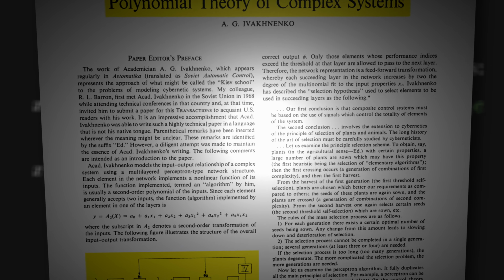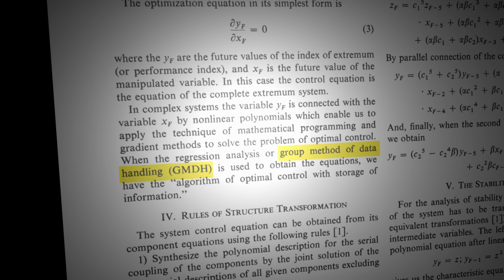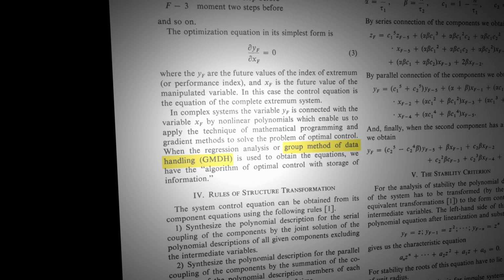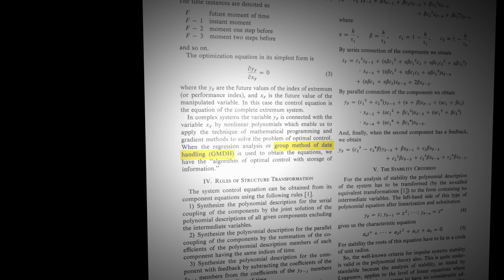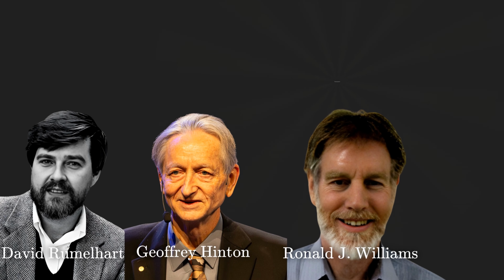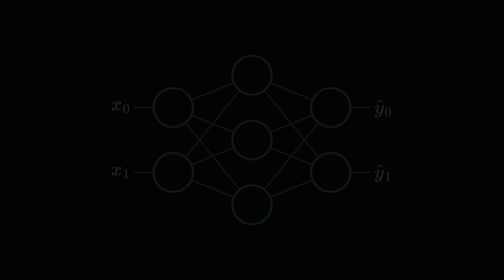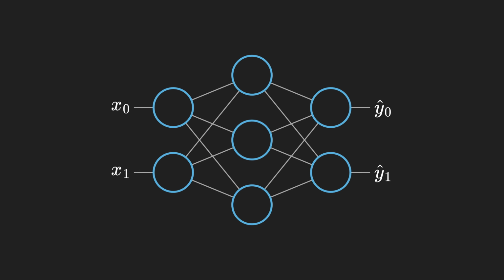In his original paper, Alexey Ivakhnenko introduced a technique called the group method of data handling. But because interest in neural networks was low at the time, and since he was working in the Soviet Union, his ideas were largely unnoticed. It wasn't until the mid-1980s that David Rumelhart, Geoffrey Hinton, and Ronald Williams finally made popular the holy grail of machine learning: backpropagation. Backpropagation is, without a doubt, one of the most important algorithms in the history of computing, and it is the cornerstone upon which all modern AI systems are trained.